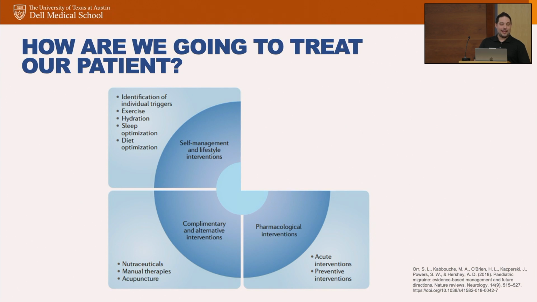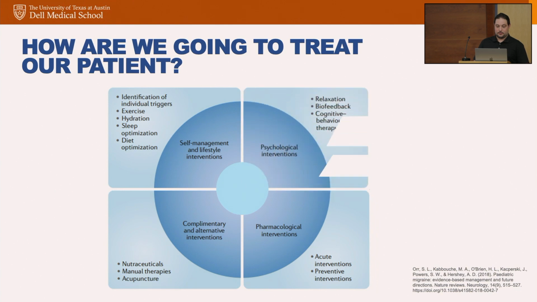Sometimes we have to add on pharmaceutical medications. These can be used to help acute attacks or to help prevent migraine. And then sometimes we need to add on psychological interventions, such as relaxation, biofeedback, cognitive behavioral therapy, or hypnosis.